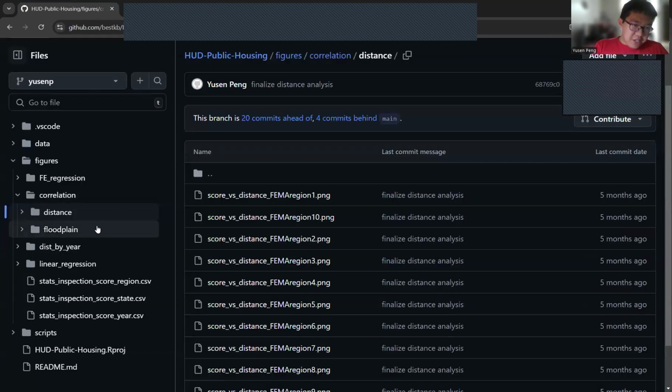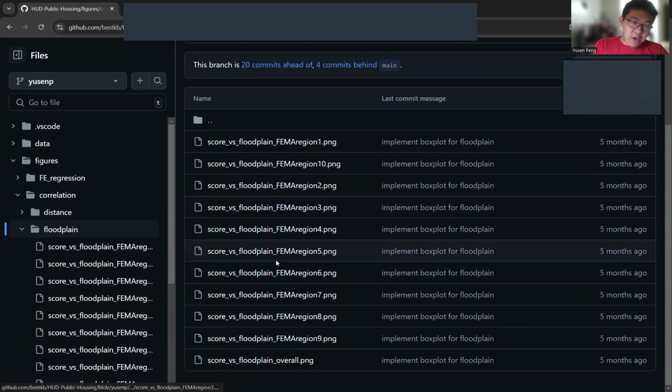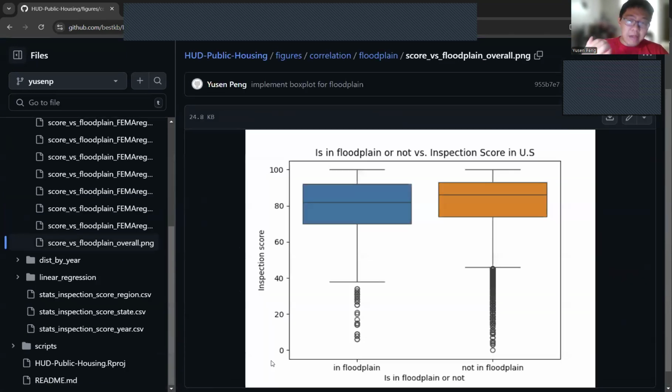In this case, we have a different folder. It's called floodplain, where I implemented a box plot. So we have two colors. One is those specific areas that are in a floodplain. As we can see, this is the blue box, right? And other regions that are not in a floodplain are in yellow. They're in the yellow region, right?